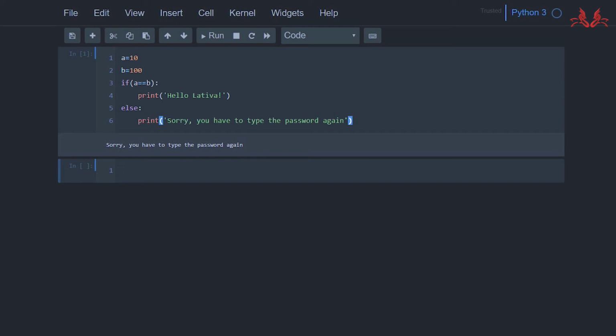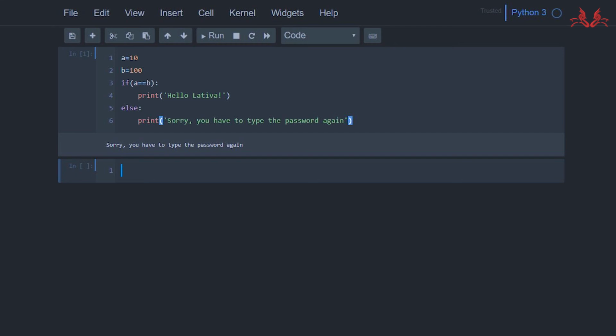Alright, you can see the computer output: Sorry, you have to type password again. Both A is 10 and B is 100, so A does not equal B. So the if condition is false, and the program does not execute this statement, but the else statement.